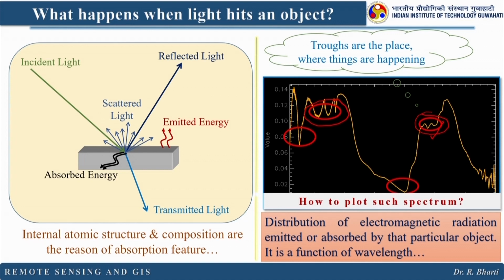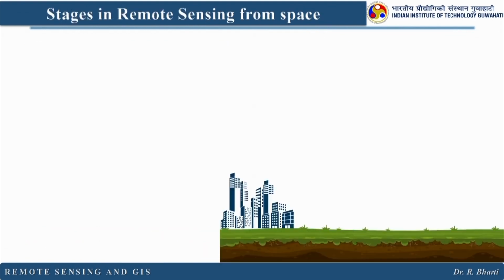And how do you plot such a spectrum? That we have already discussed. You have a sensor which can capture these energies, emitted or reflected, at regular intervals, and that will be stored in some digital number, and that we are displaying here. So, there are various stages in remote sensing, especially when we are talking about space-borne satellites. Here you can see the stages listed.